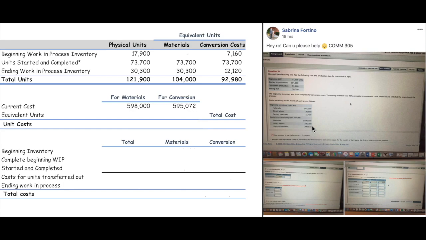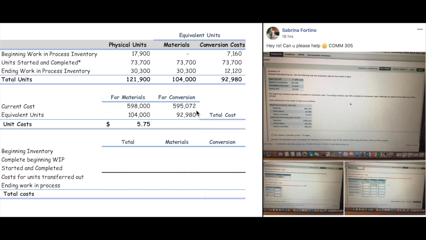So $195,200 plus $399,872 is how I get the total for the current cost for conversion, $595,072. Now from our prior step, we have already calculated the equivalent units. We know that for materials, the equivalent units is 104,000. For conversion, the equivalent units are 92,980. And now to calculate the unit cost, we're simply going to divide the current cost for April by the total number of equivalent units. So 598 divided by 104, we'd get $5.75 for materials.